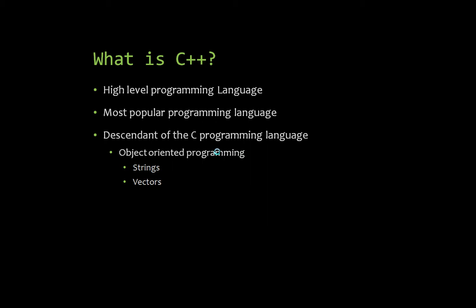C++ is actually a descendant of the C programming language, but it has some enhancements to it. The main enhancement with C++ is the addition of the object-oriented programming paradigm. And we can see this with the addition of things in C++, such as strings and vectors. Strings are handled a little bit differently in C programming. Vectors really don't exist in C programming at all. These are additions to the C++ programming language. And we'll explore more throughout the course about object-oriented programming.